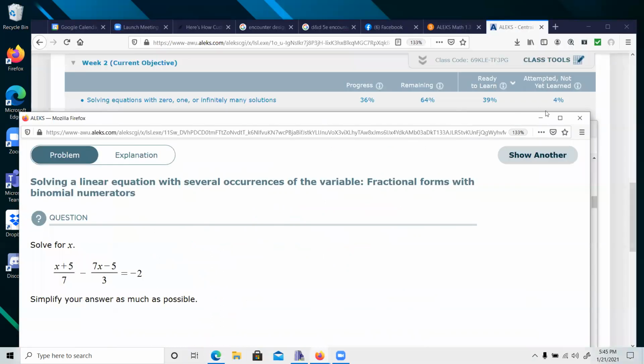So I think that's a good one to go with. It was solving a linear equation with several variables.